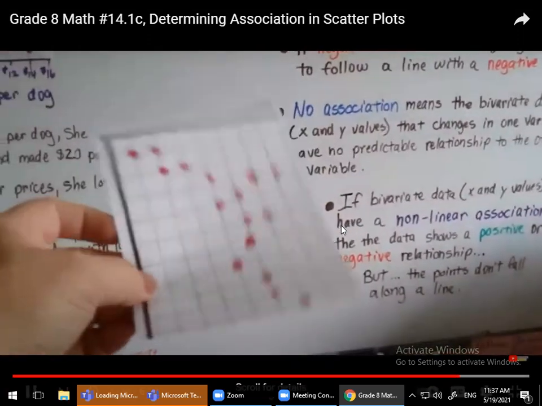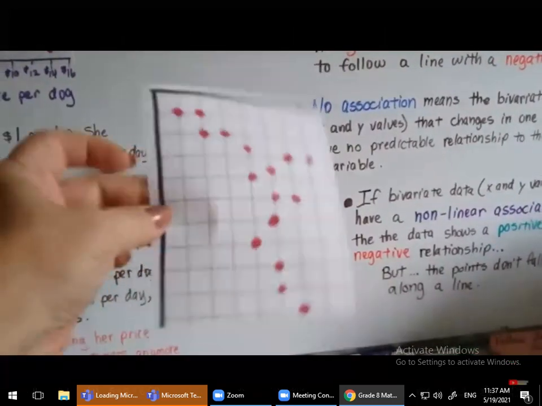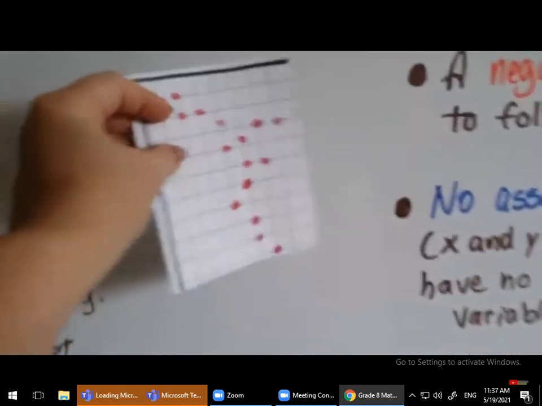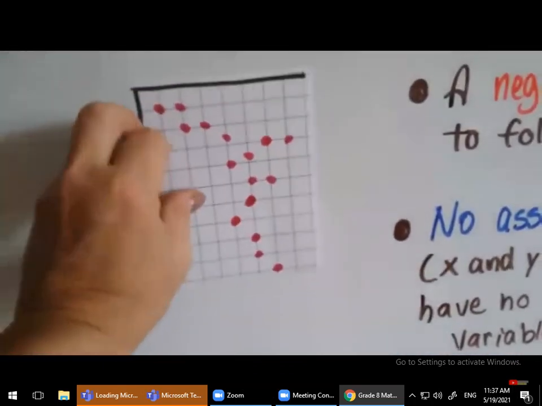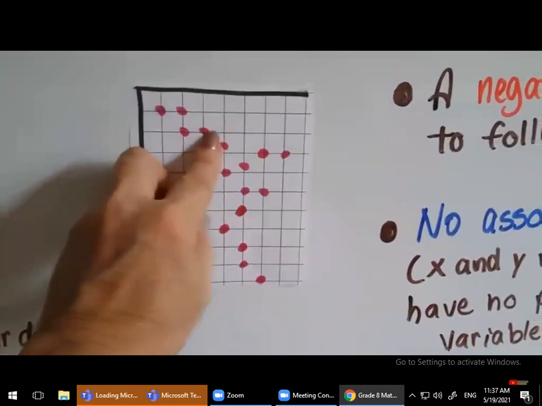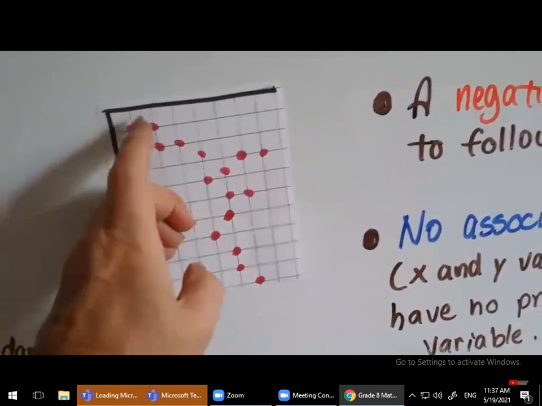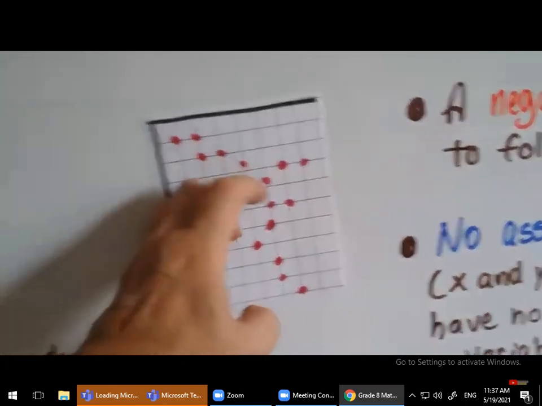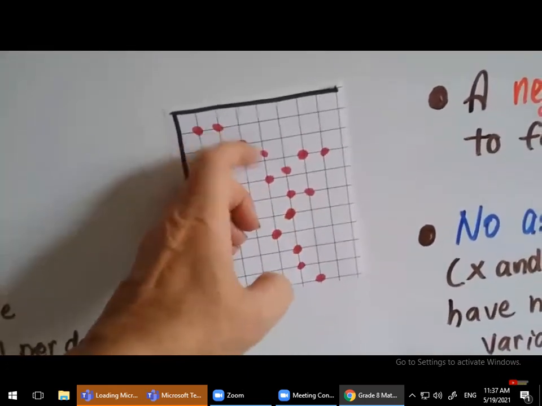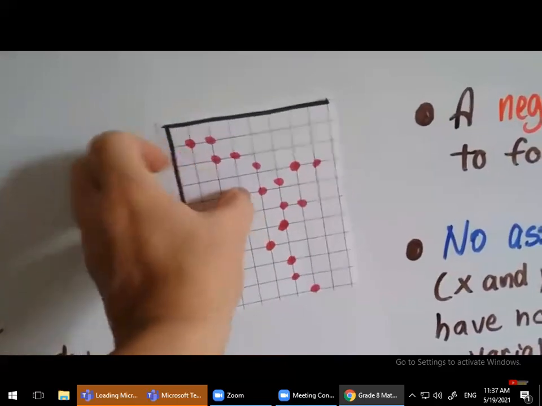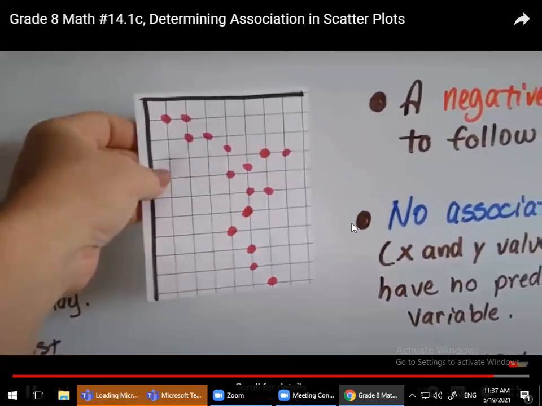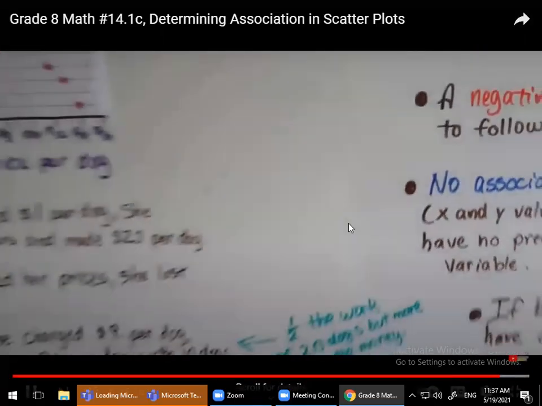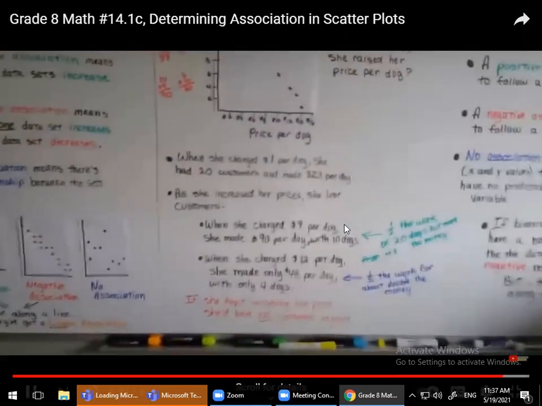Take a look at this one. What if you saw this? You can see that it started up here and it's slowly going down. If the values start up here and then slowly go down like this, they're not making a straight line. So even though this has a negative association because it's coming down, it's not linear. That's what I'm talking about. It doesn't have to be linear to be negative or positive. Okay, so that's determining association.